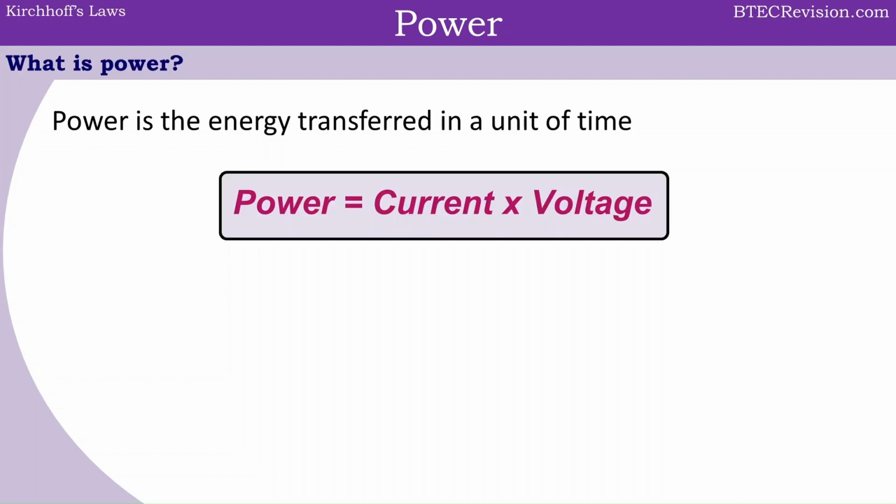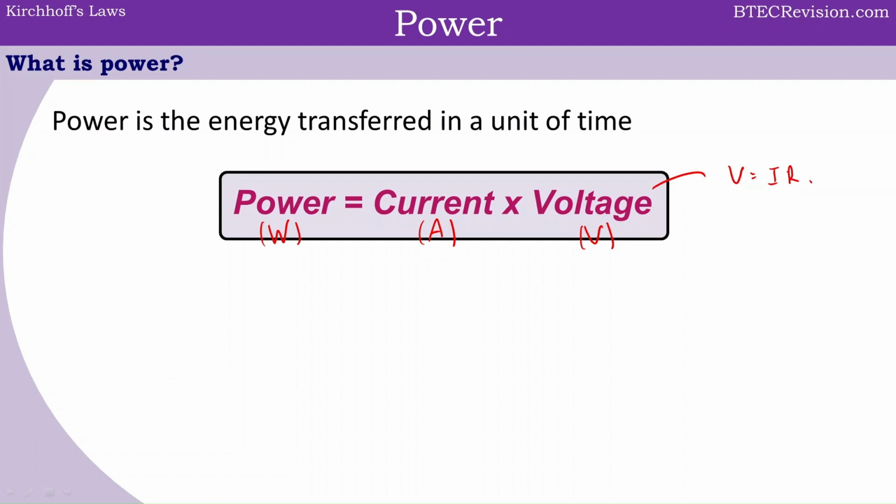What is power? Power is the energy transferred in a unit of time, and electrical power can be given by this equation below: power equals current times voltage. The units we can use are amps for current, volts for voltage, and watts for power. And if you remember from a previous lesson, voltage can be given by V equals I times R.